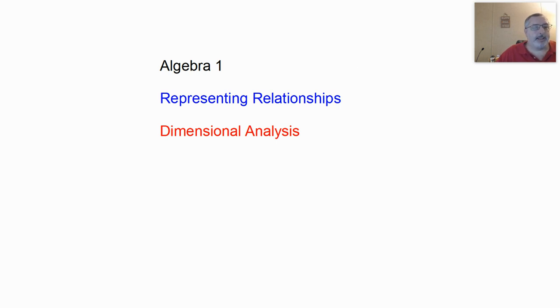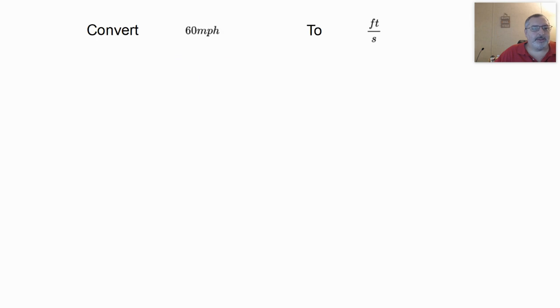We're looking at Algebra 1. This is part A. We're looking at the unit on representing relationships, and we're going to talk about dimensional analysis. So this is where you're having to take something and convert it into something else using units and unit conversions. I'm just going to do a couple of quick examples to show you, after you look at the lesson, this is what you have to do.